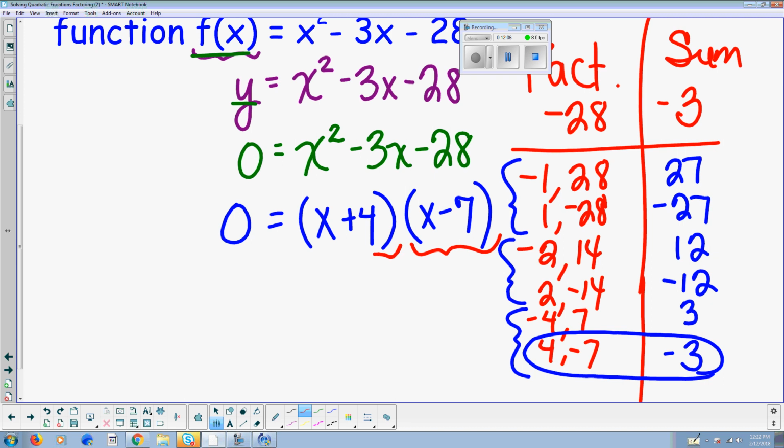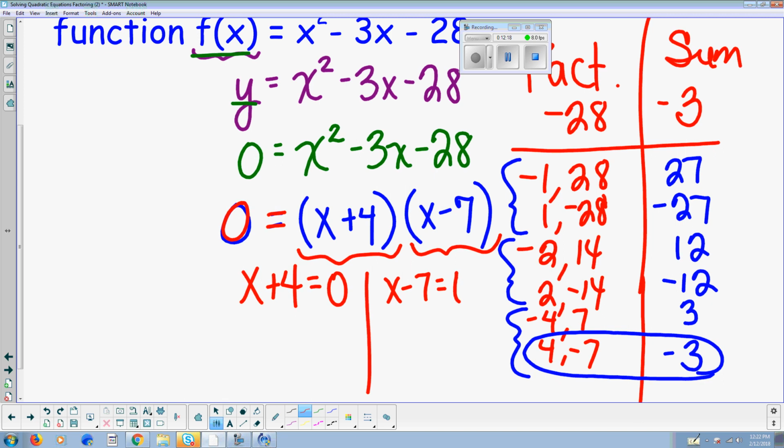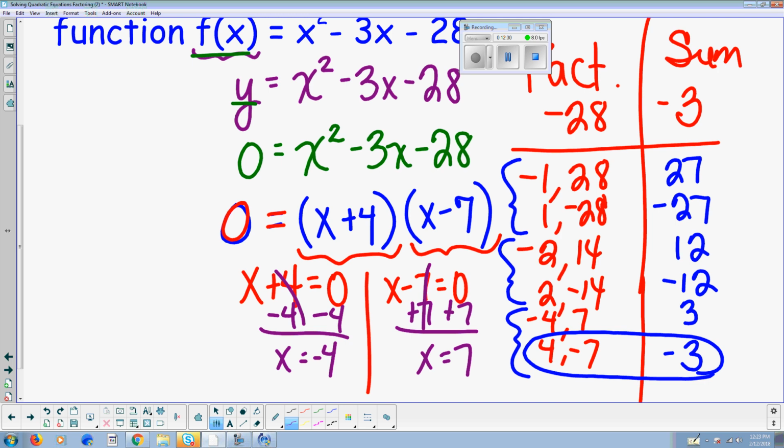If I've got these two factors multiplied together and we say that those two factors equal 0, the zero product property says that x plus 4 could equal 0 and x minus 7 could also equal 0. So we're going to solve each of these. Subtracting 4 on both sides, I get one solution of negative 4. Adding 7 on both sides, I get a second solution of positive 7. So here we have two solutions, negative 4 and positive 7. Those would also be two real solutions, and the x-intercepts of the graph.